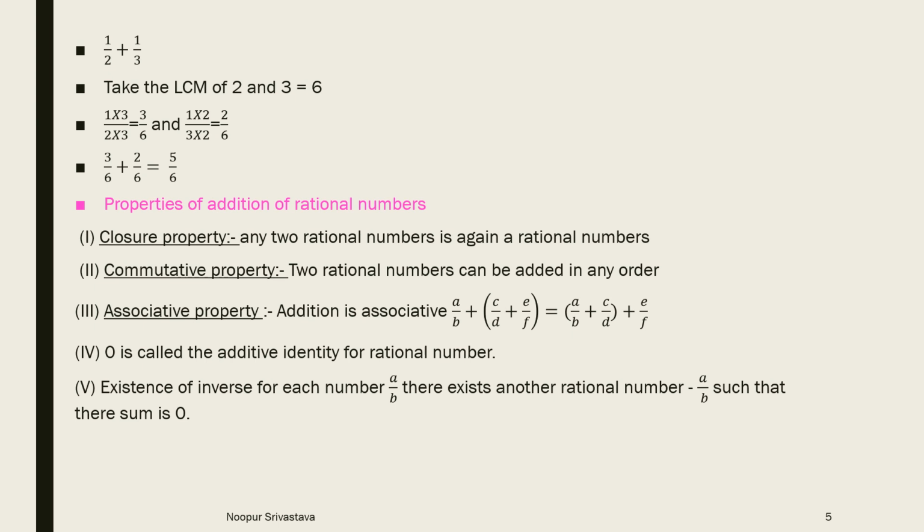Then we have to find the equivalent fractions for 1 by 2 and 1 upon 3 such that their denominator is 6. So 1 by 2 is multiplied with 3 in the numerator and in the denominator, so we are getting 3 upon 6. And 1 by 3 is multiplied with 2 in the numerator and in the denominator, so we are getting 2 upon 6. Now they can be added. So 3 by 6 plus 2 by 6 comes to 5 upon 6.